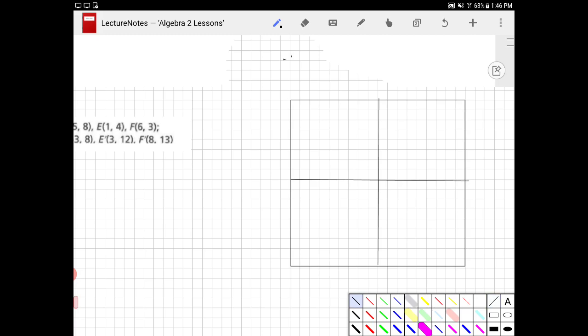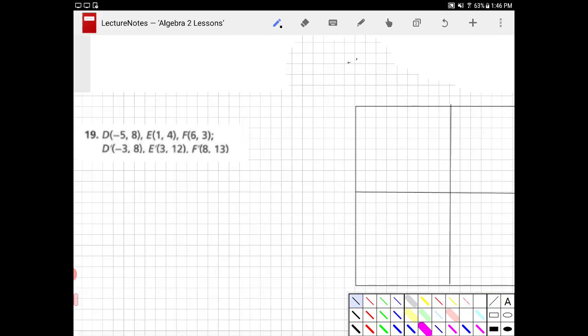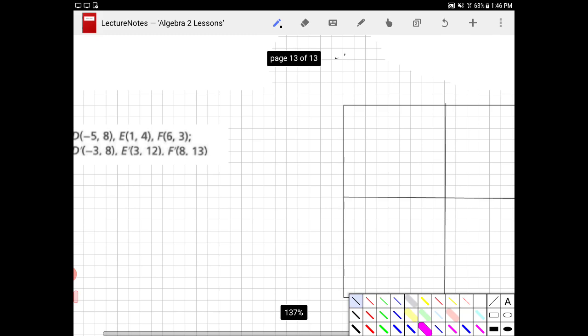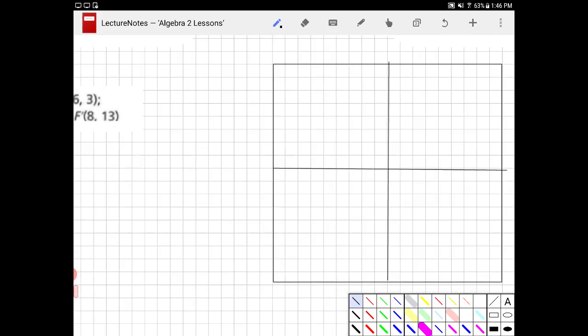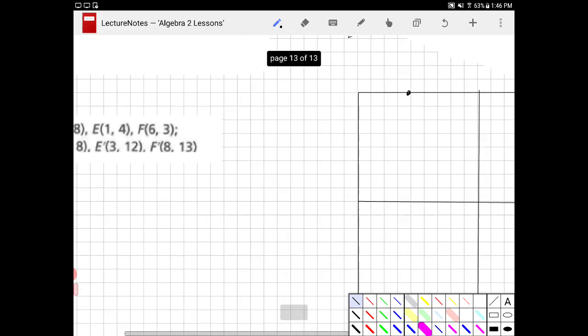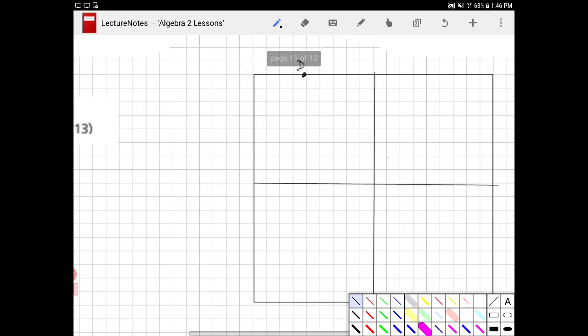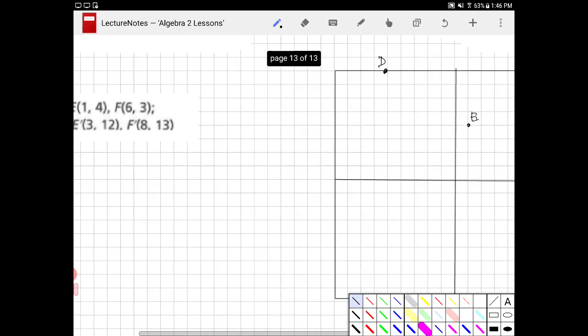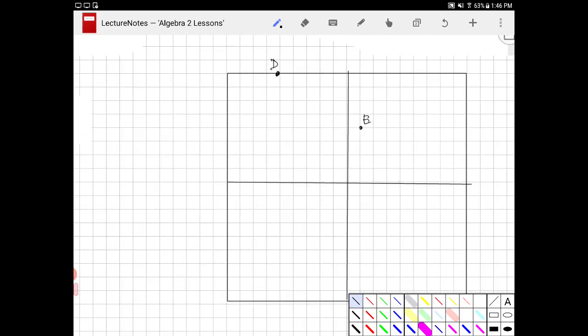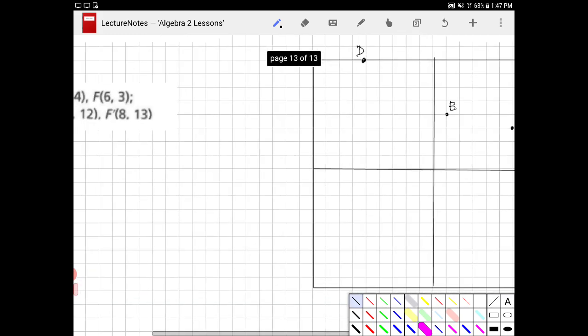Here we go. Alright, so -5, 8. I'm going 2, 4, 6, 8. Oh, right there. Okay, so that's D. And then 1, 4 is right here. That's E. And then F is 6, 3. So 2, 4, 6, 3. That's F.